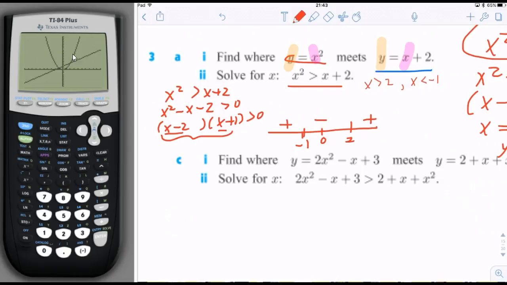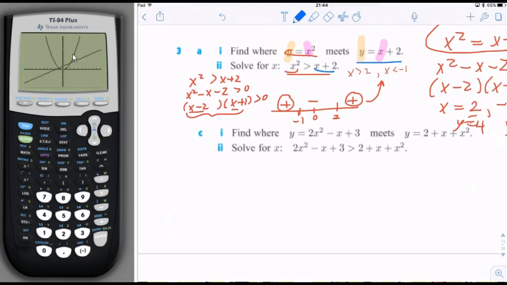Okay? So basically, what I see doing it algebraically is that if I subtract the red function minus the blue function, the difference is positive on the left side and the right side. So those, again, are the regions where x squared, the red function, is greater than the blue function, which is the linear function. Okay? All right.